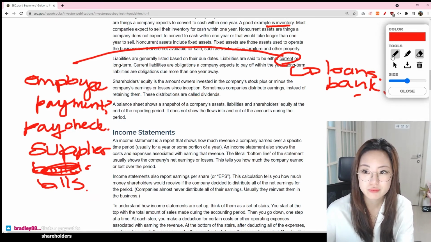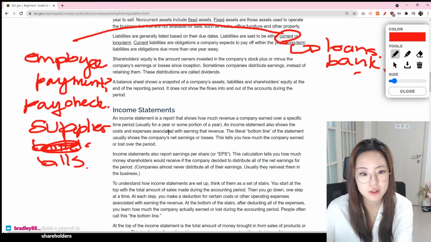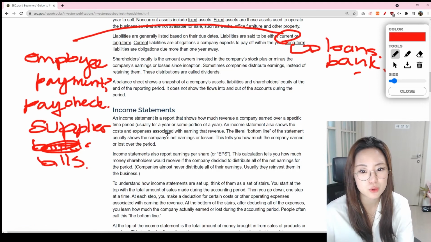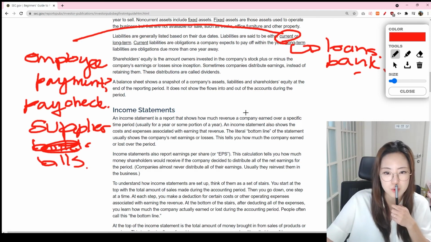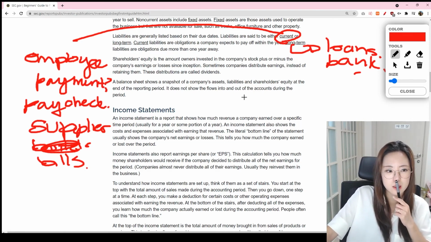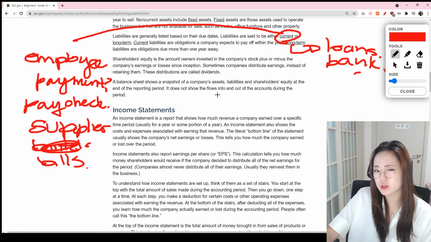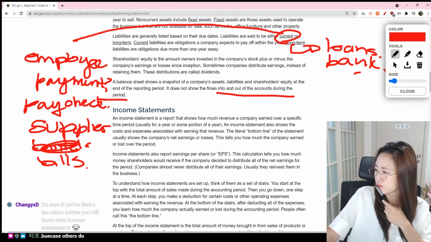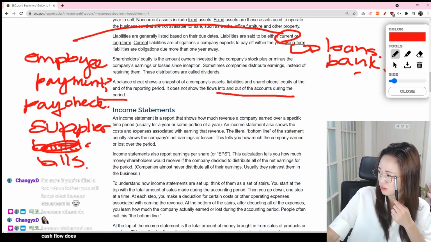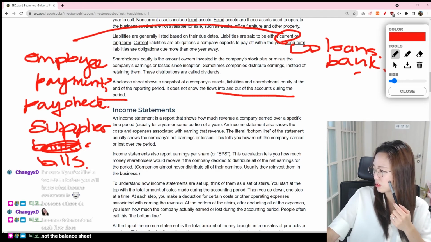Okay. A balance sheet shows a snapshot of a company's assets, liabilities, and shareholders' equity at the end of the reporting period. It does not show the flow into or out of the account during the period. Is there a different word? Why doesn't it show the ins and outs of an account during the period, though? I feel like they should, no? That's what the income statement and cash flow are for.